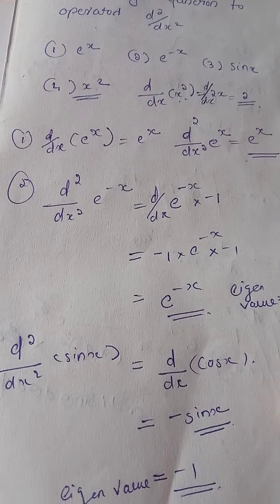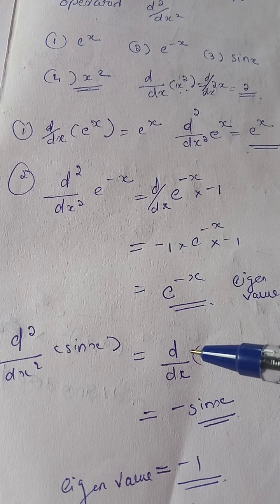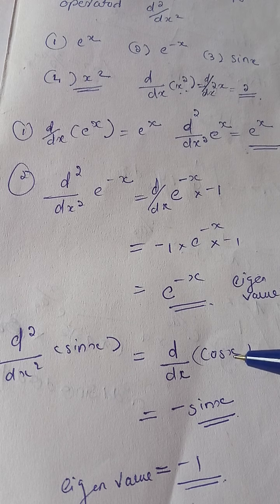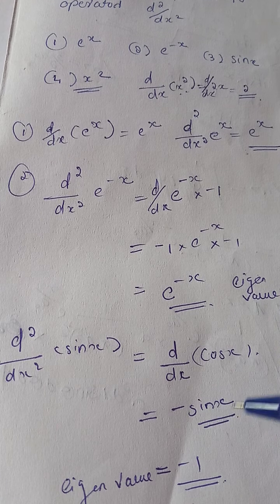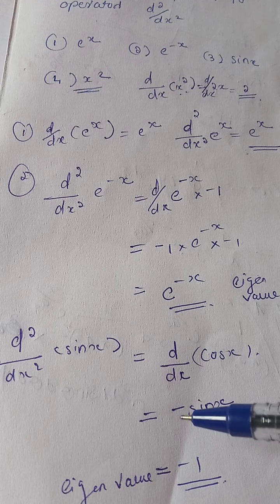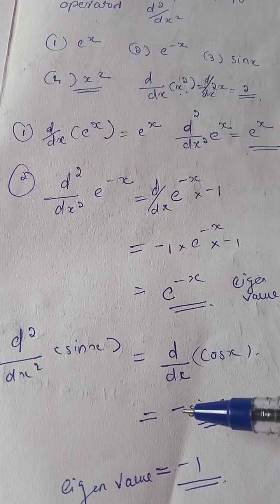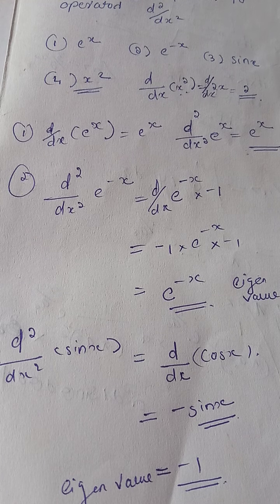And d square by dx square of sin x: first we get cos x, and again differentiating cos x we get minus sin x. So our function is regenerated here, multiplied by a value, minus 1. So the eigenvalue is minus 1 and it is an eigenfunction.